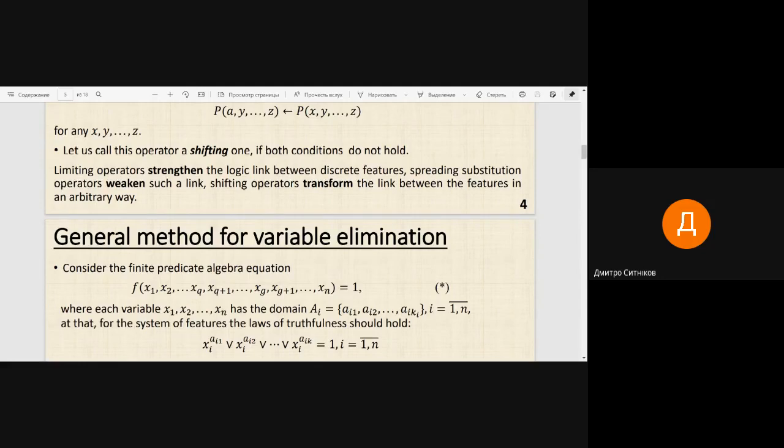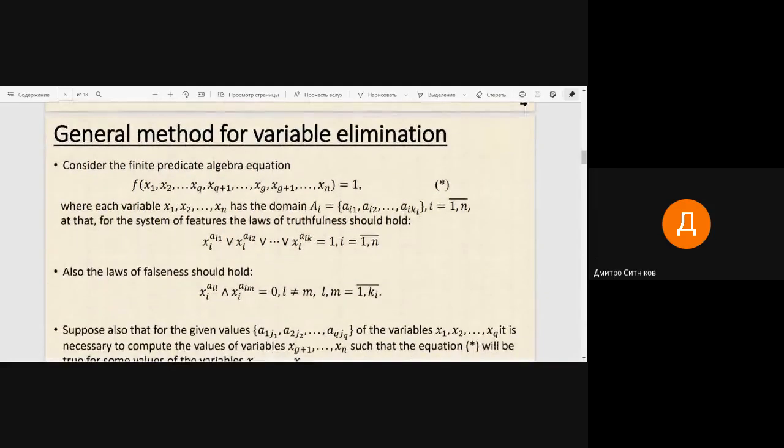Limiting operators strengthen the logic link between discrete features. Spreading substitution operators weaken such a link. Shifting operations transform the link between the features in an arbitrary way. A general method for variable elimination has been considered in this paper.